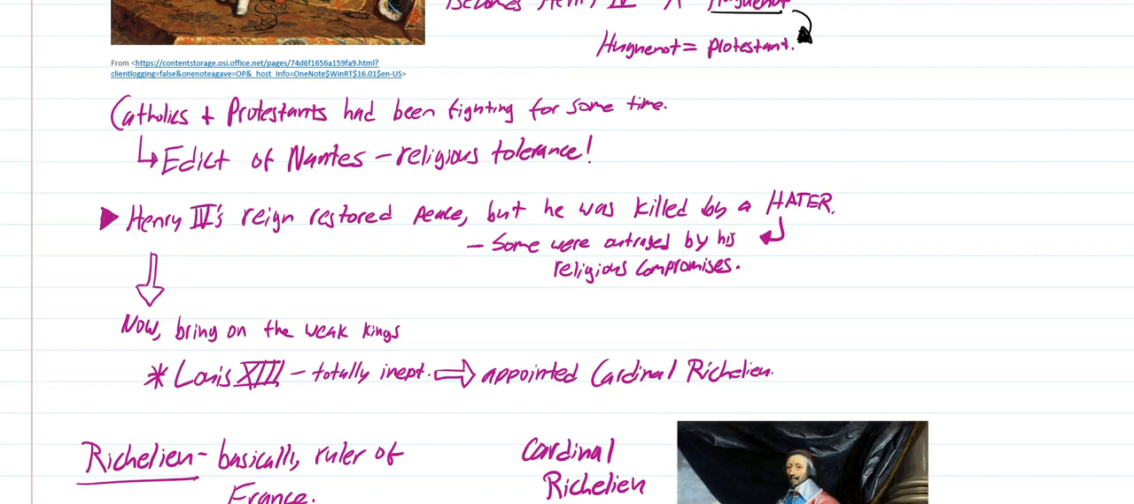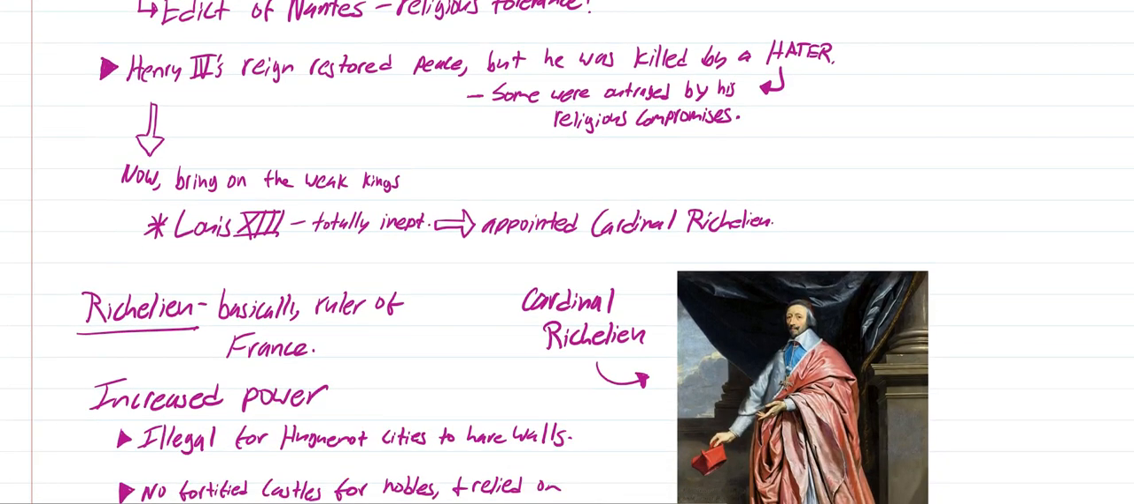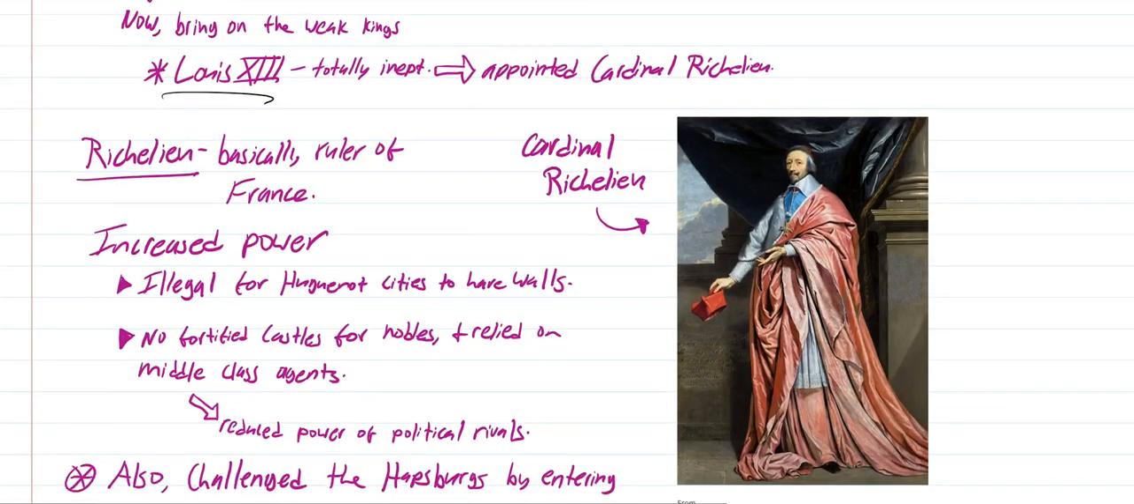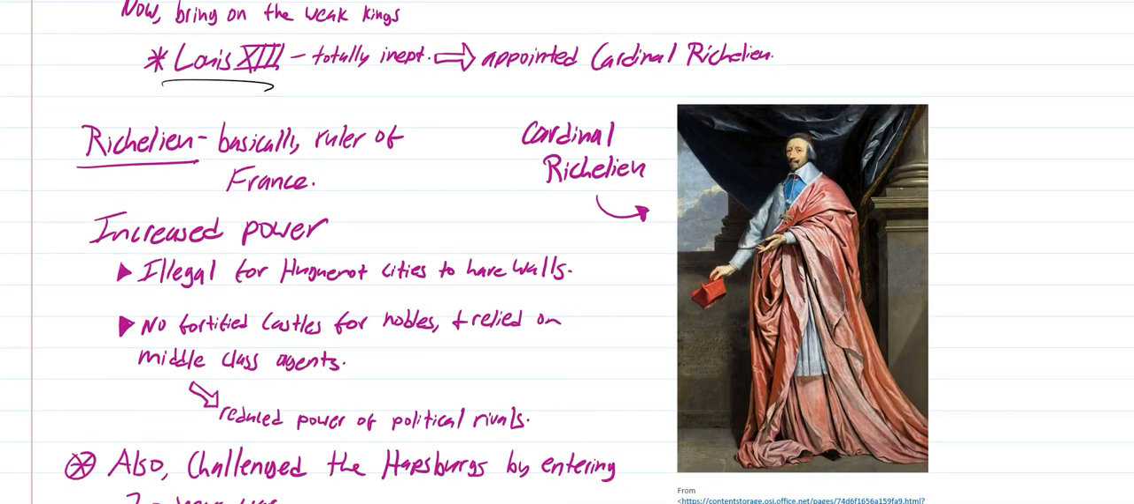Now, after Henry IV, you're going to have another series of weak kings. In particular, this guy, Louis XIII, is a total inept king. He had no power at all. And so he appointed Cardinal Richelieu, as you can see here in the picture, to be basically the real authority figure here, to call all the shots. So he was the king in practice, but in reality, Cardinal Richelieu here had the power. He was calling the shots. So basically, Richelieu was the ruler of France.